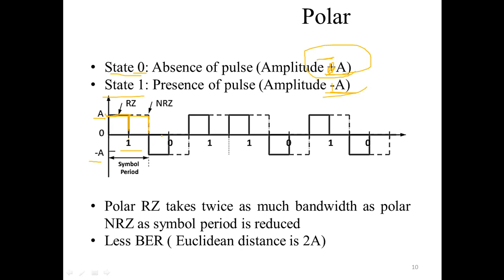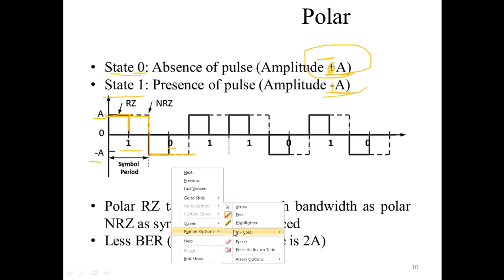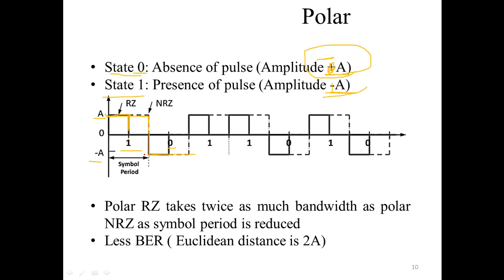So when there comes 0, you have to go to minus A, and if you are using NRZ, you have to complete the symbol period, and if you are using RZ, you just have to come back to 0 at a certain point of time, that is the half point of time. You have to come back to 0. Similarly, if again comes 1, you are going to have amplitude of plus A, and where comes 0, you have the amplitude of minus A.